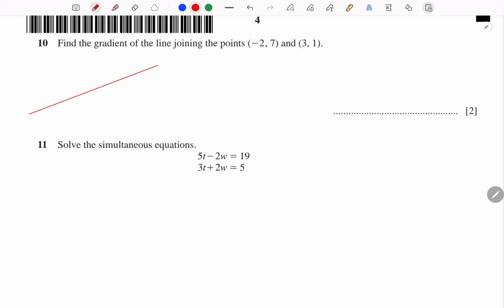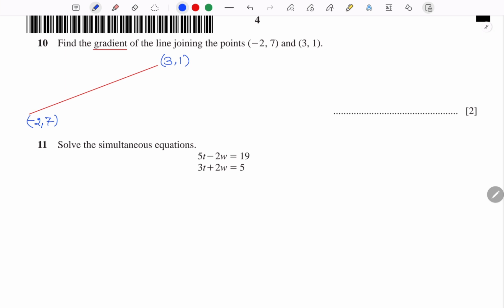Now let's move to the next question. Find the gradient of the line joining the points -2, 7 and 3, 1. So let's assume that this point is -2, 7. This point is 3, 1. And we need to find the gradient of this line.